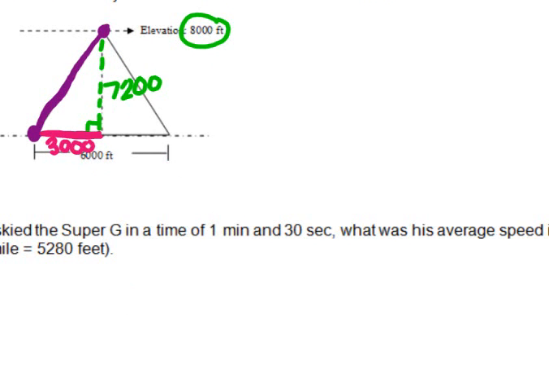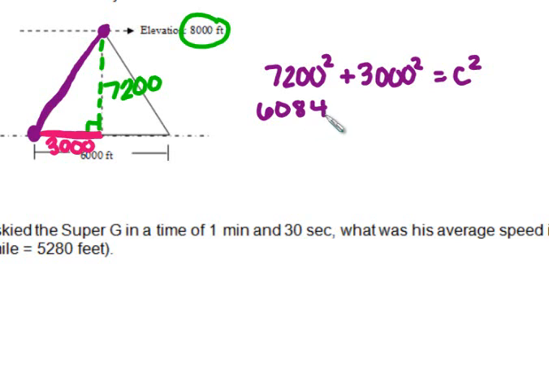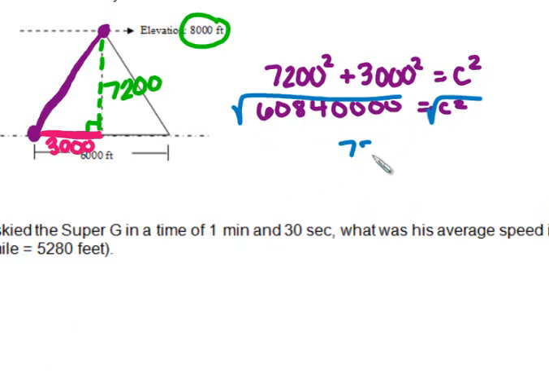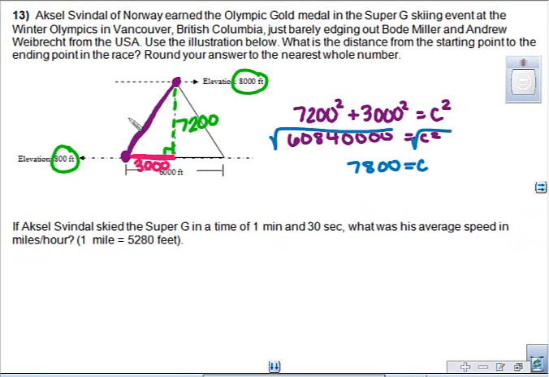So now we can just use Pythagorean Theorem to solve for our missing side. So 7,200 squared plus 3,000 squared equals c squared. When you add those up, you get 60,840,000. Now you have to take the square root, and you get approximately, or exactly actually, 7,800. So this distance is 7,800. This was measured in feet. So that's the answer to the first part of the question.